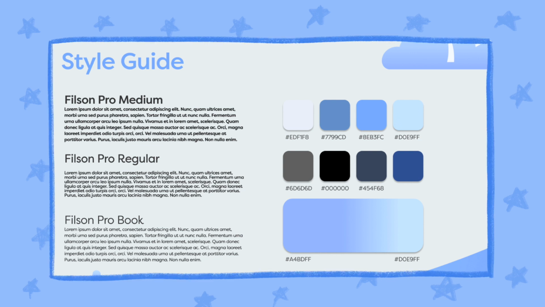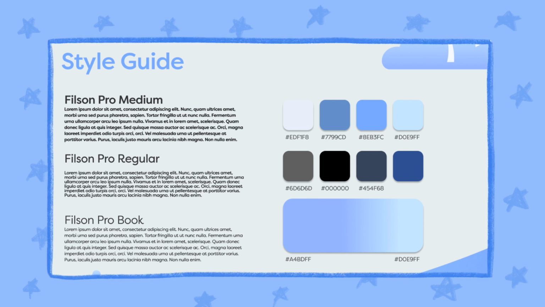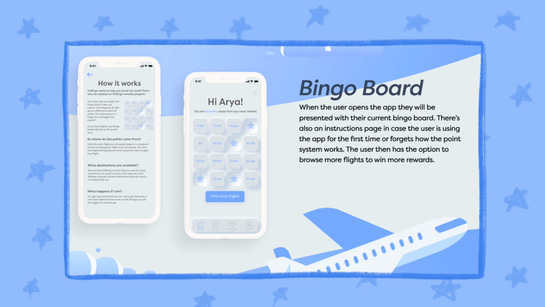As you can see, I have a lot of different shades of blue, and a gradient that I used in a lot of places. I showed the bingo board and again explained how it works, and I even included in the app a page explaining how the points work. This is the first page that would be there when you open the app.